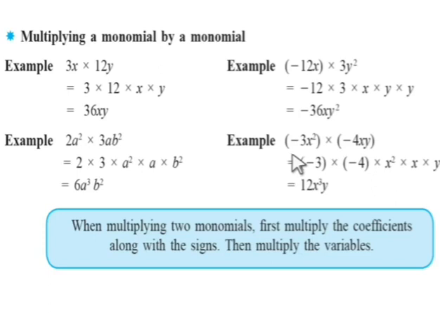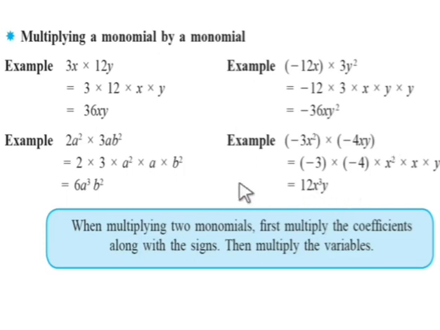Now fourth example, negative 3x square multiplied by negative 4xy. Here both the monomials are negative. So first we will write their coefficients, that is negative 3 and negative 4 in multiplication. Then write the variable part, that is x square into x into y. Now negative 3 into negative 4 is 12. x square into x is x cube multiplied by y. Hence you will get the answer 12x cube y.